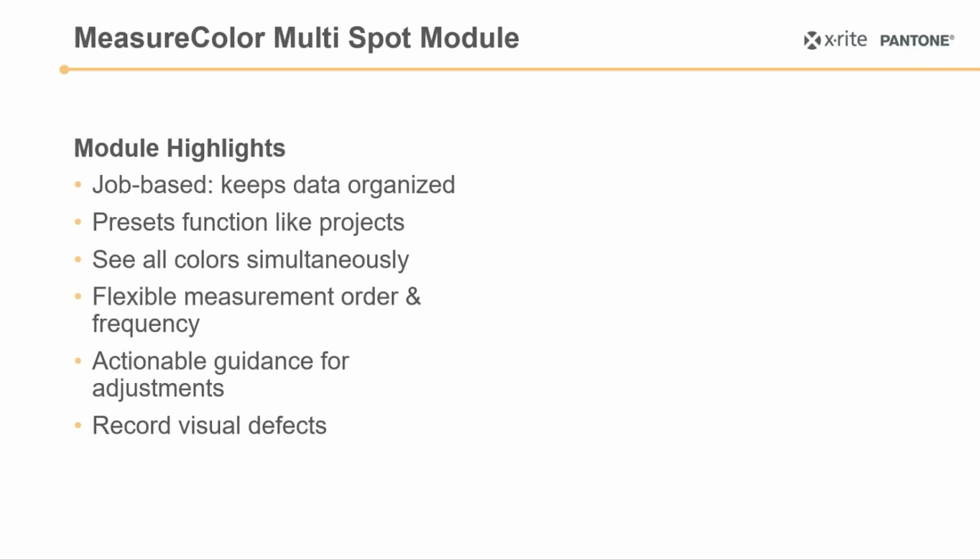Let me take you through some highlights of what the Multispot module does. First and foremost, it's job-based, meaning it's keeping all your data together and organized. You have presets that function like projects, so you can continue to work in the way you're used to. You'll see all your colors simultaneously, rather than having to look at one color at a time. You'll maintain that flexible measurement order and frequency so you can concentrate on the colors that you need to focus on and improve. It's also going to give you actionable guidance so that you can make live, real-time adjustments to your color while it's still in production, while you can save potential waste and downtime. Last, I'll show you how Multispot module can record visual defects of non-measurable attributes.